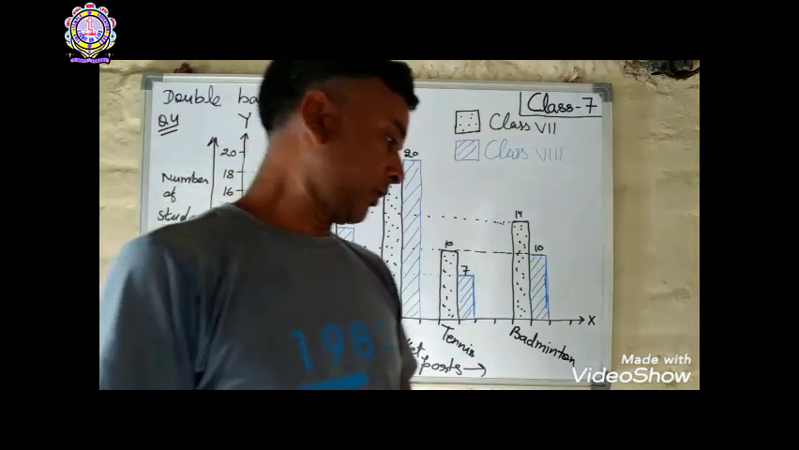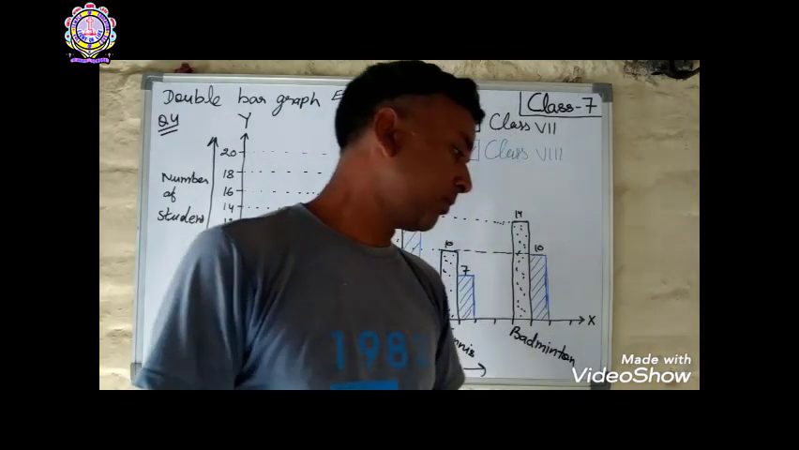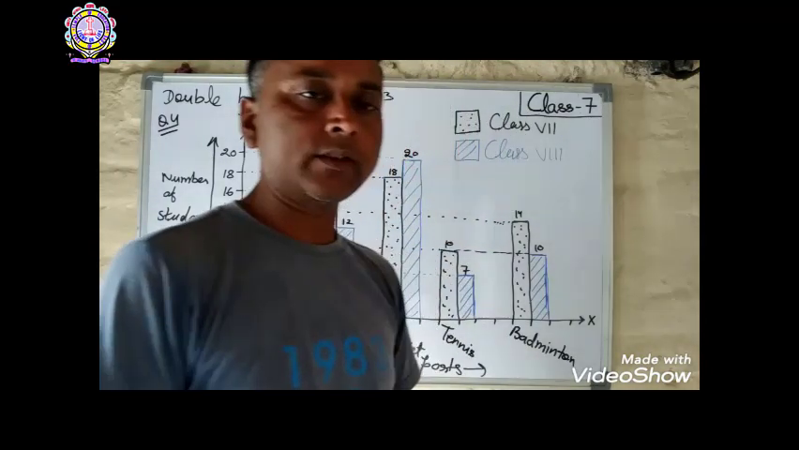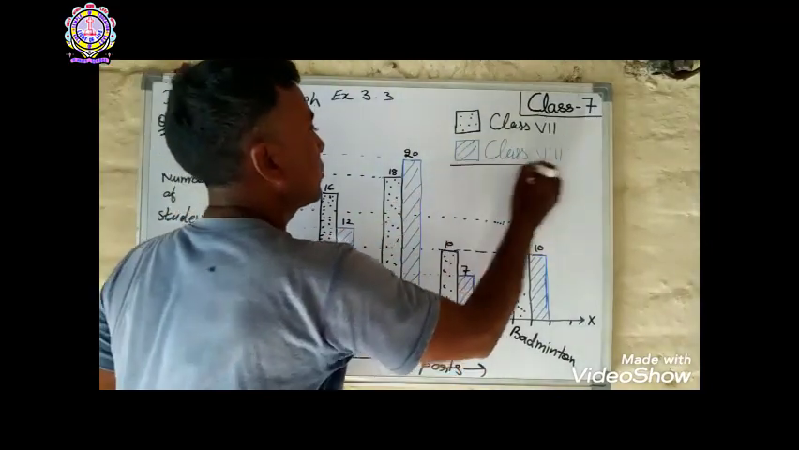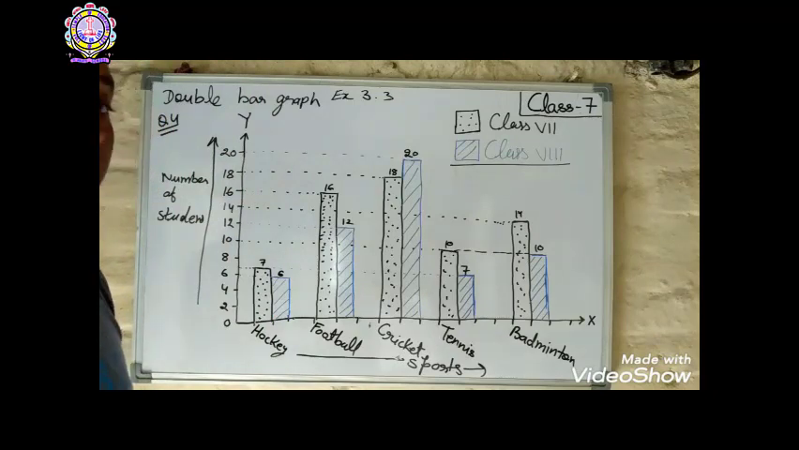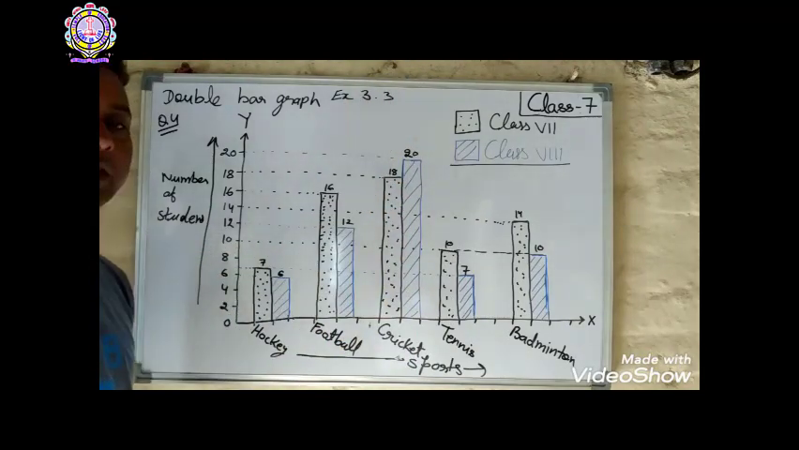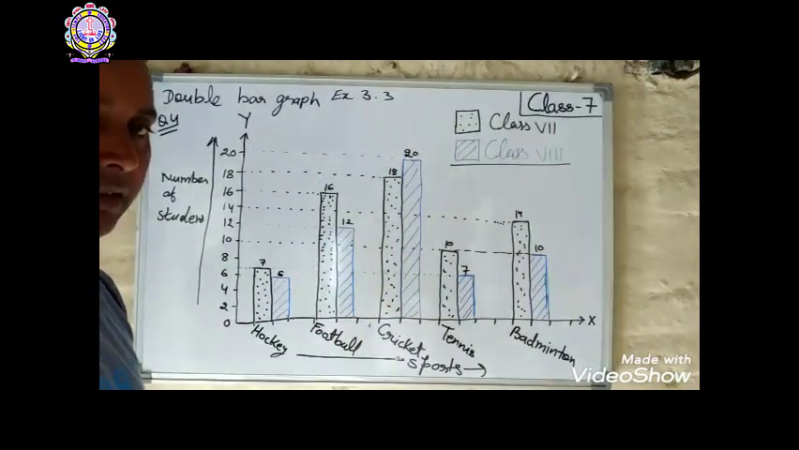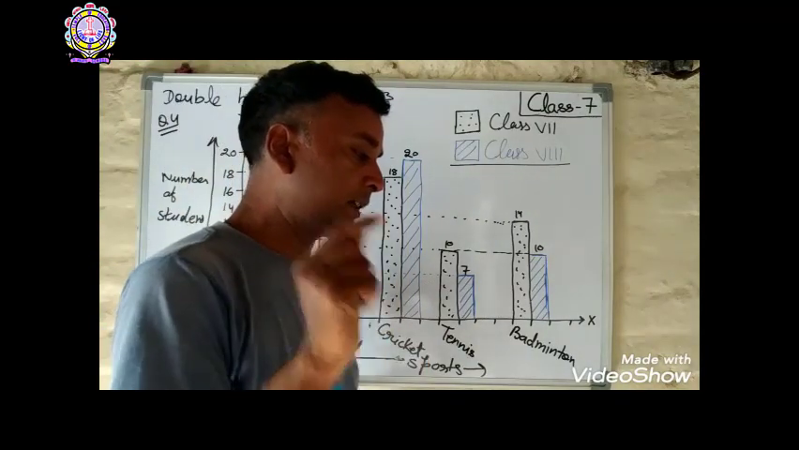Now the first question, which sport is liked the most by class 8th students? Observe class 8th students. So which game is liked most? So check, is it the longest bar? Obviously, that is cricket. What is the answer of the first question? That is cricket. Write the answer, cricket.